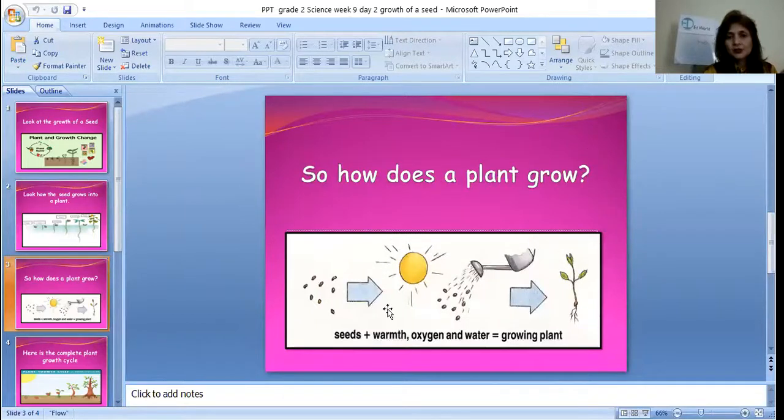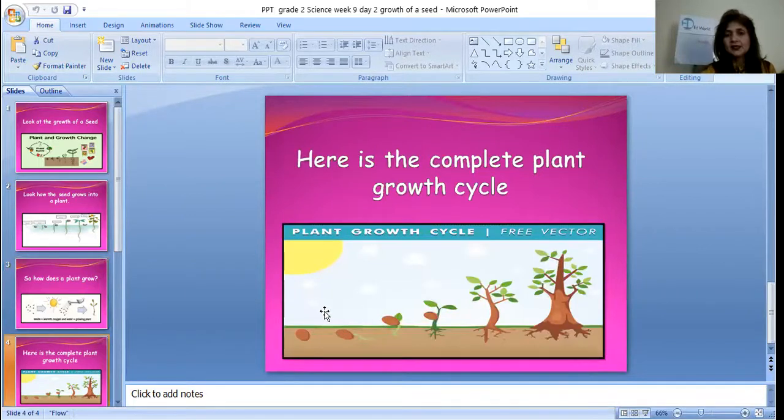So how does a plant grow? First we will put seeds. It needs warmth, oxygen and water. And gradually we are going to have a growing plant. Now you can see this is the seed. It's getting the warmth from the sunlight, and then it's getting the oxygen and water. And then we water it, and gradually the plant starts growing. Yes or no? And in other words, you can see here the complete plant growth cycle.